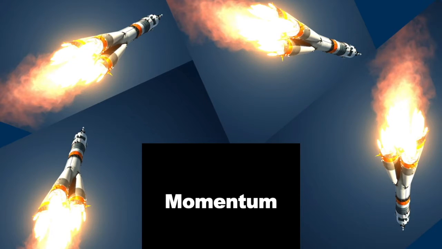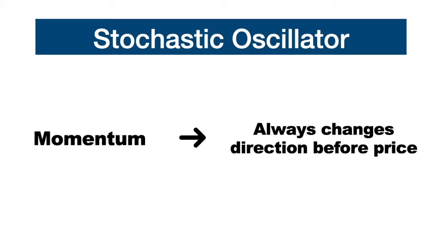If you see a rocket going up into the sky, it will have to slow down before it starts its downside momentum, and the same applies for the price. Momentum always changes direction before price.